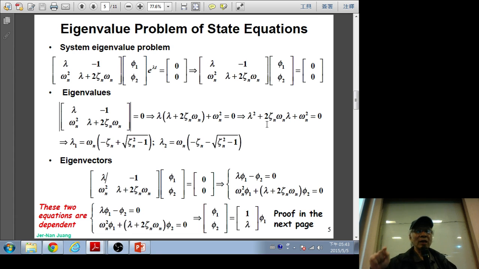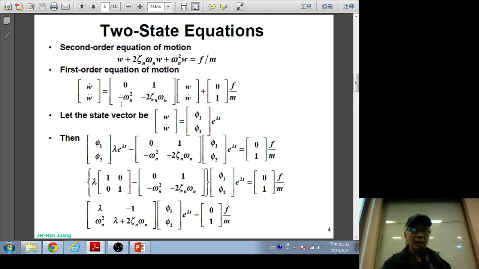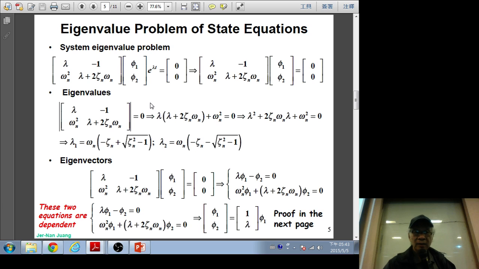So the eigenvalue of that matrix, the state matrix, let me go back here. The eigenvalue of this first order equation of motion, the eigenvalue of [0, 1; minus omega n squared, minus 2 zeta n omega n], must satisfy this polynomial equation. That means lambda squared plus 2 zeta n omega n lambda plus omega n squared equals 0.